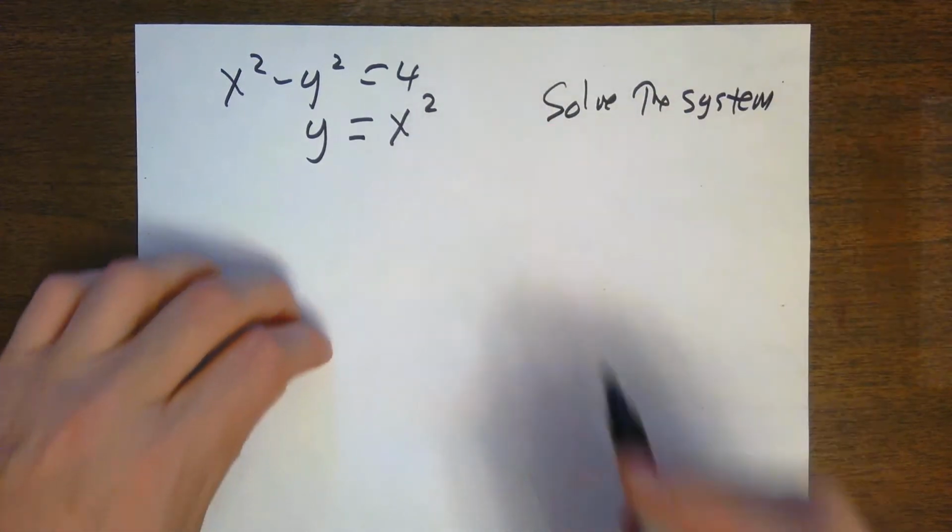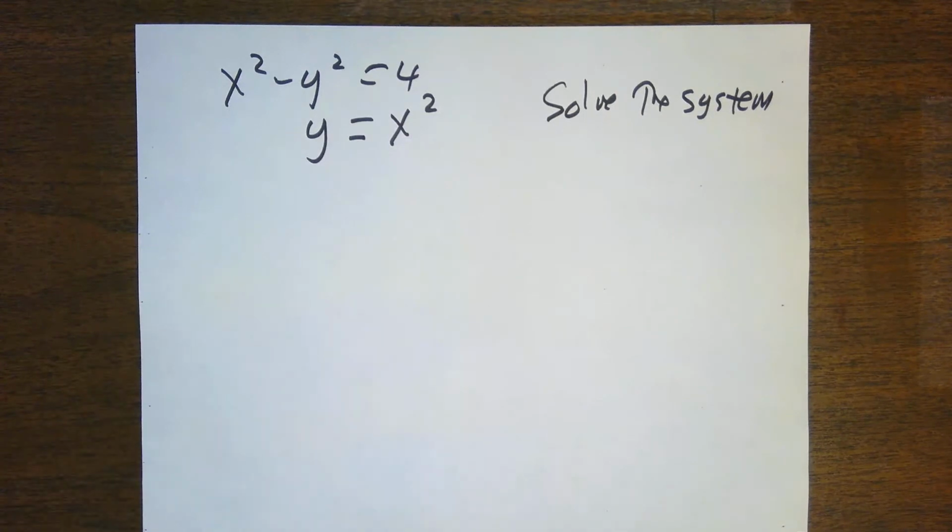And this is another one where they're both second-degree equations, so my possibilities are no solutions, 1 solution, 2 solutions, 3 solutions, or like we saw in that last problem, 4 solutions. All right, so let's go ahead and solve this system here.